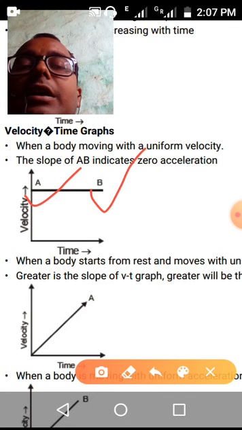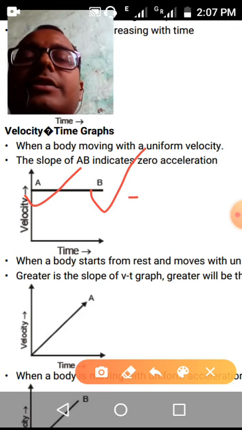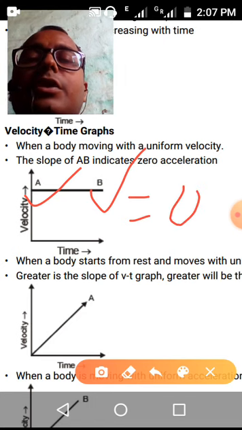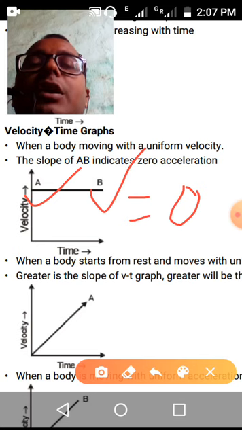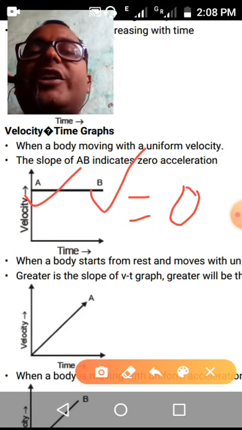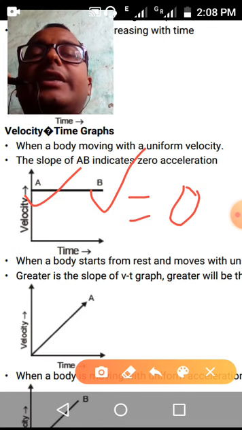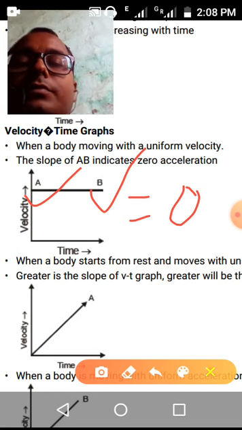From a to b, the final velocity minus the initial velocity is equal to 0. If the change in velocity is 0, that means acceleration is 0. Why? Because acceleration is a change in velocity. Here the change in velocity is 0, so the acceleration is 0.